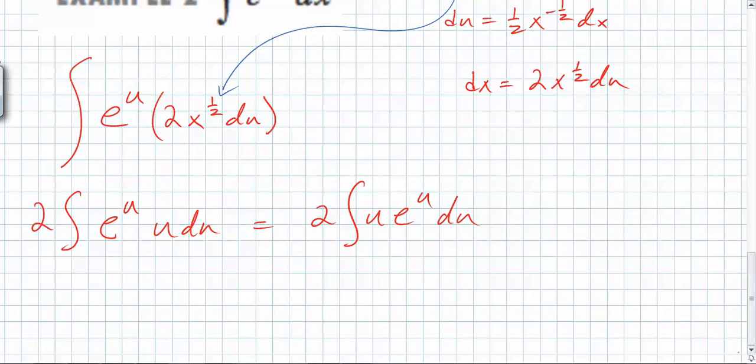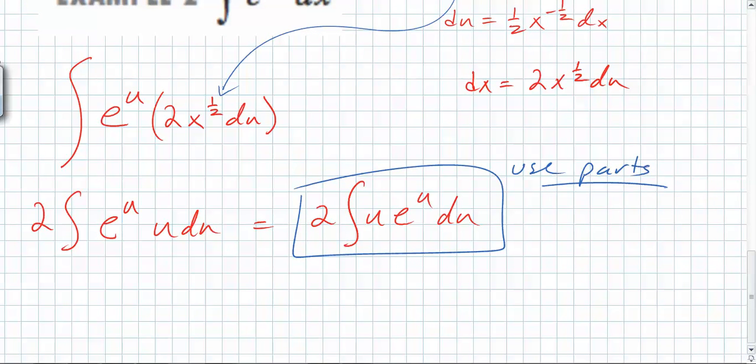And now you think to yourself, man, we didn't really change much. But did you? Yeah, you did. Because now what can you do? Now you can use parts. Now parts works. Isn't that cool? So here, it was creative substitution. You did it once, and you ended up with the same thing you already had a U-substitution for.